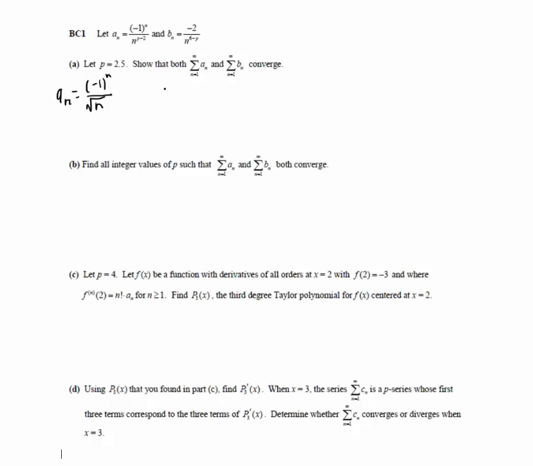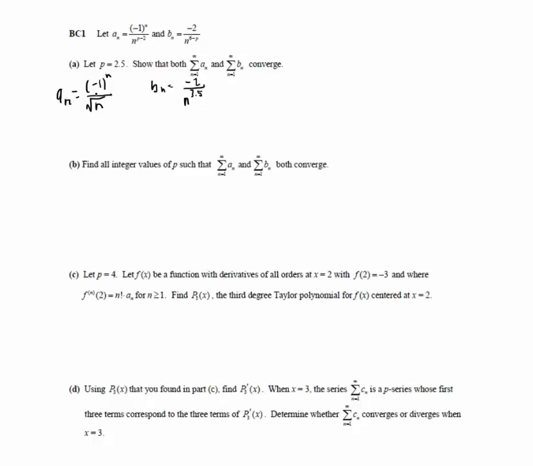And then this one, when I plug in for B_n, this will be -2, is always there on top. And then 6 minus 2.5 is 3.5. So we'll go ahead and call that. Okay. Now the fact that there's a -2 up here really doesn't matter. We're really just focusing on the fact that this is 1 over n to the 3.5. Okay. So we're showing that both of these converge.